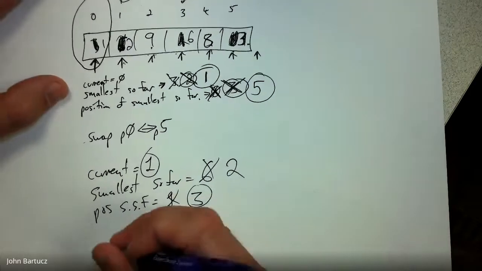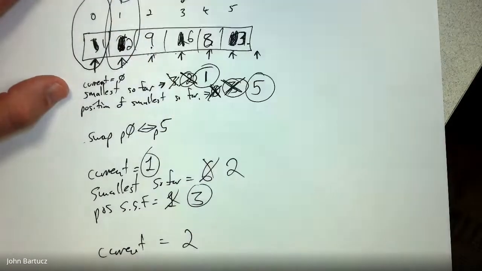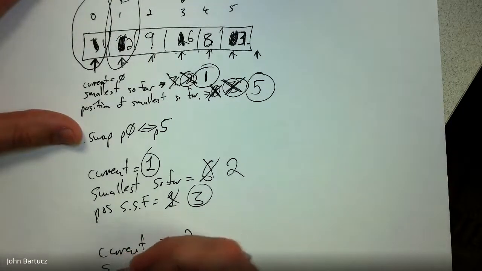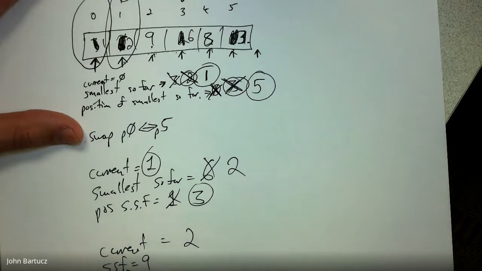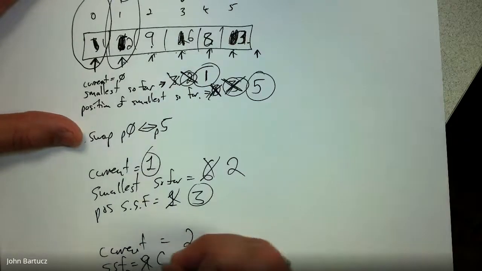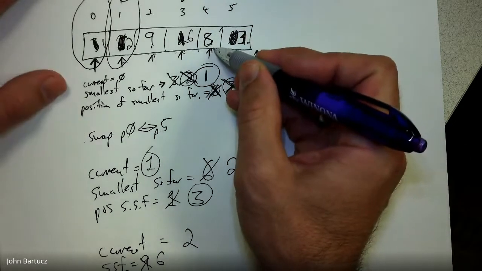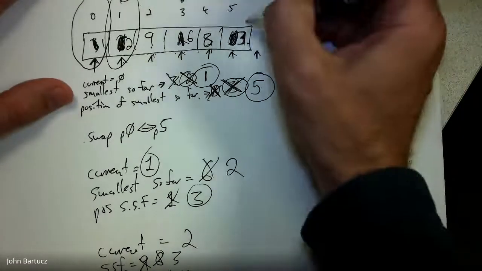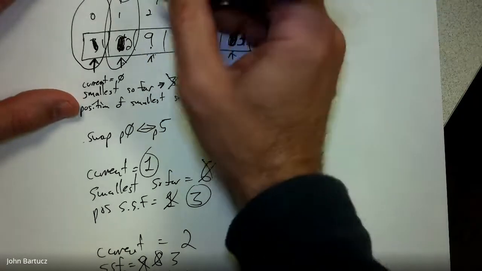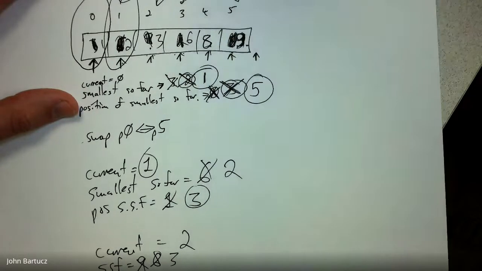And then we say current is now 2. So this one is also done. So now we start with 2, and the smallest so far is 9. Position of smallest so far is 2. 6 is smaller. 6, that position is 3. 8 is not smaller. 3 is smaller at position 5. So this guy gets swapped again. And now we have 3 over here and 9 all the way over here.